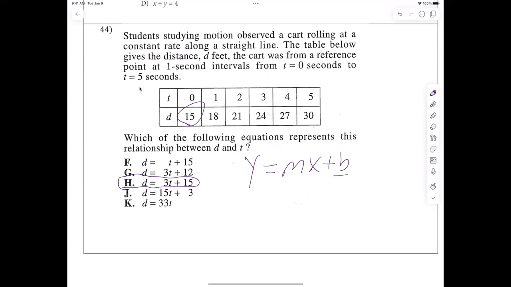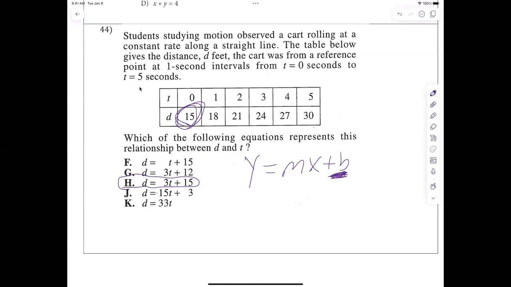Now, b is referred to as the what again? The y-intercept is when x is 0, or what you start with. That's the initial amount. Those are the words you should be thinking about. The y-intercept is the initial amount. So the initial amount is what?